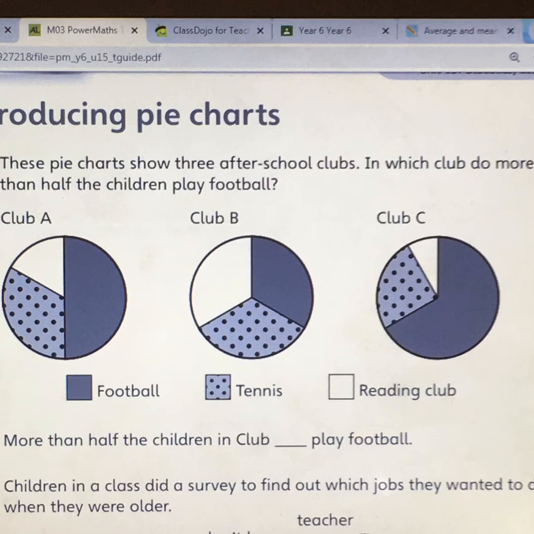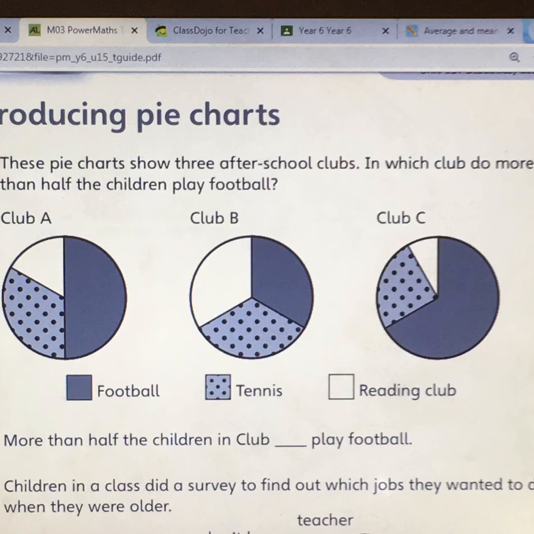Because C shows that the grey is football, and that's a lot more than half the pie chart is coloured in grey. If you look at A, it's just under half. Very, very close. It's just under half. And B, it would be a third. Right, I'm going to ask us a few more questions about this. I think this is quite a nice question. So, in Club C, did the children play more football or more tennis?